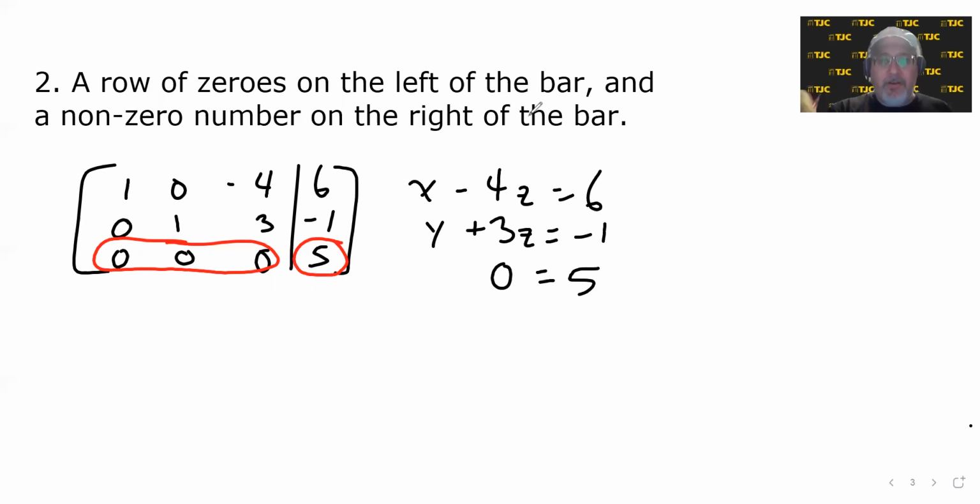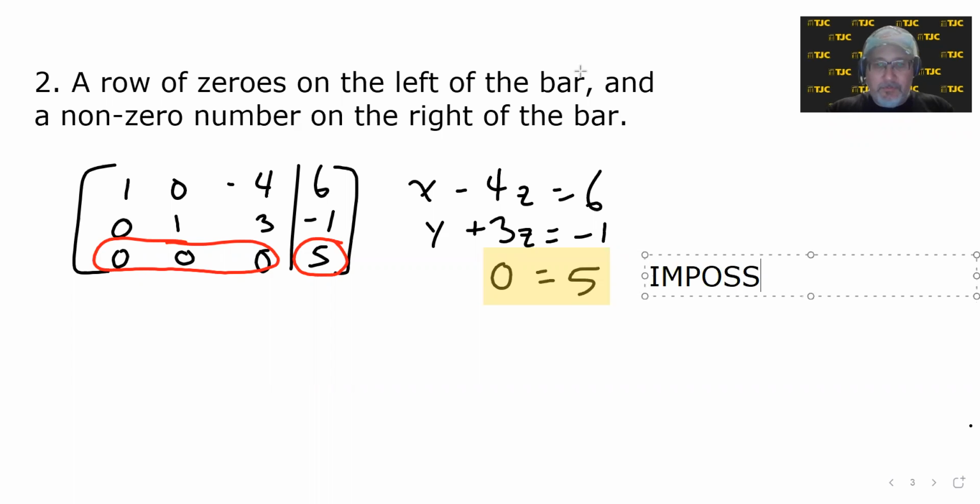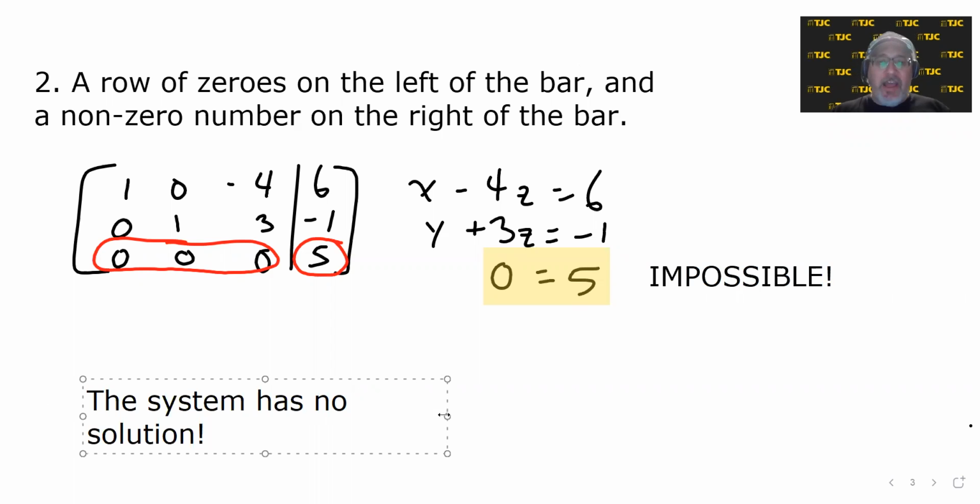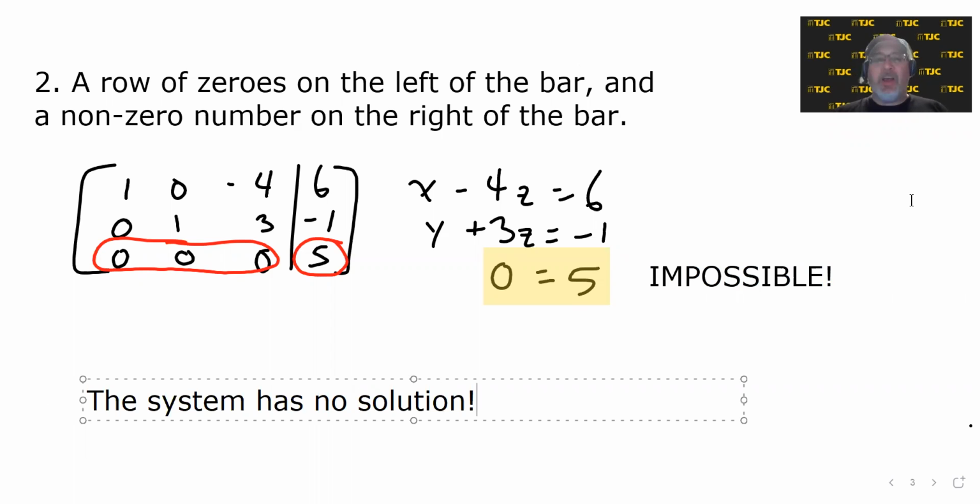Wait, what? 0 is equal to 5. That's impossible. 0 cannot equal 5. And when this happens, what you're saying is, I need something to be true that's impossible. That will never be true. Whenever this happens, when you have a row of zeros on the left of a bar and a non-zero number on the right of the bar, the conclusion is that the system has no solution. Because you're asking an equation to do something that's impossible. You're asking for 0 to equal 5, which clearly won't happen.